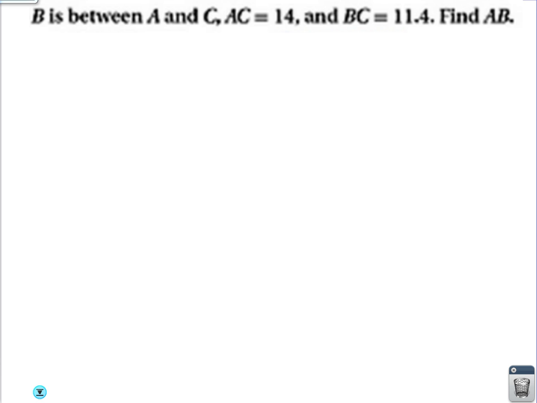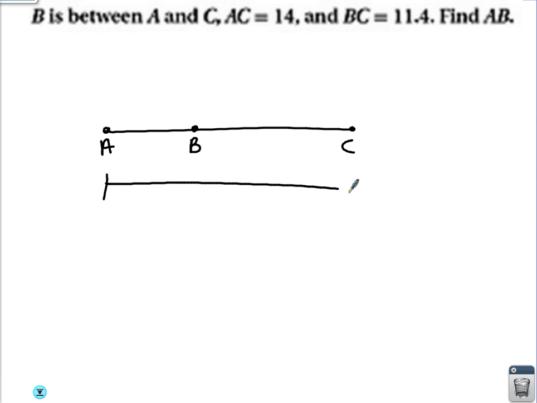B is between A and C. I always draw it. So here's A, here's C, B is in between somewhere. AC is 14. That would be the whole thing. AC is 14. BC is 11.4. I need to know what AB is. Brianna, how am I going to find that? Just subtract, that's it. Subtract the 2. You got to subtract it down. Does anybody have it subtracted? Means AB must be 2.6. Just subtract it.